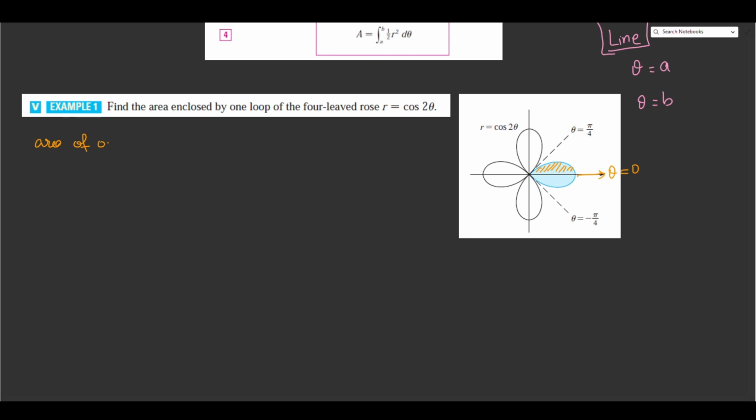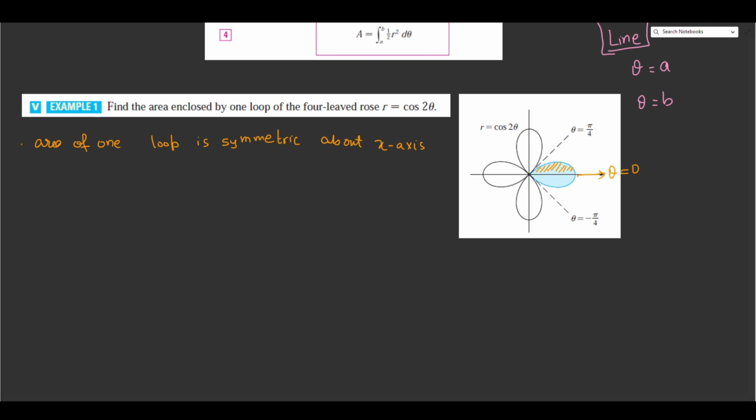The area of one loop is symmetric about the x-axis. What does it mean? It means that the area that lies above the x-axis, the same area lies below the x-axis.